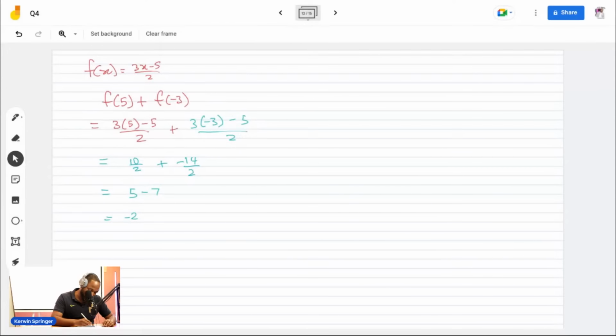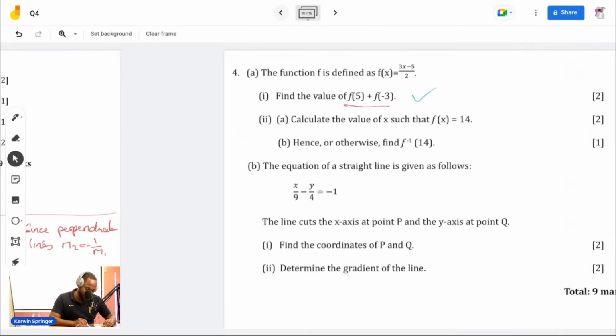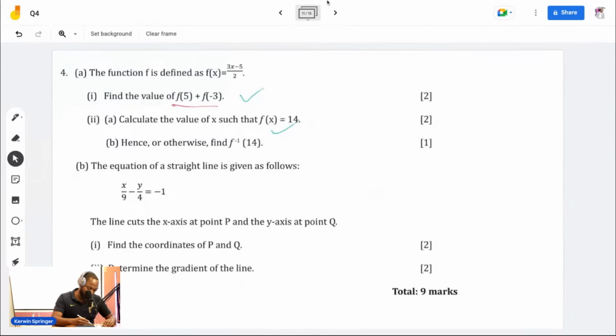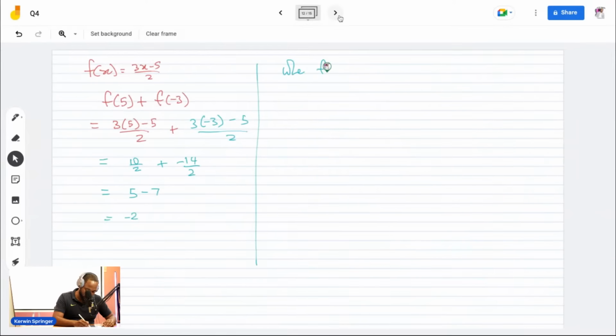All right, so you finish this one. 2 marks. Calculate the value of x such that f of x is equal to 14. So when f of x is equal to 14, I'm just using a different color whenever I feel like it, right?